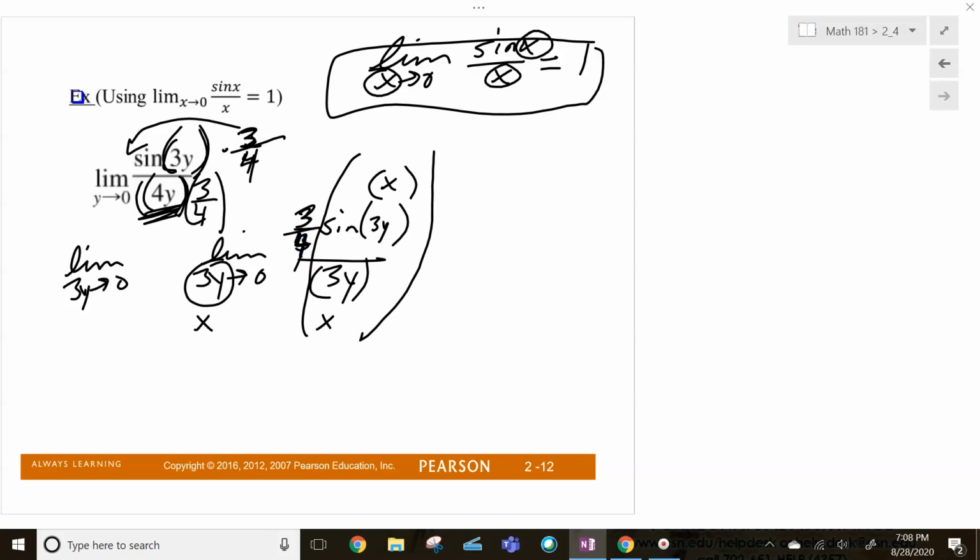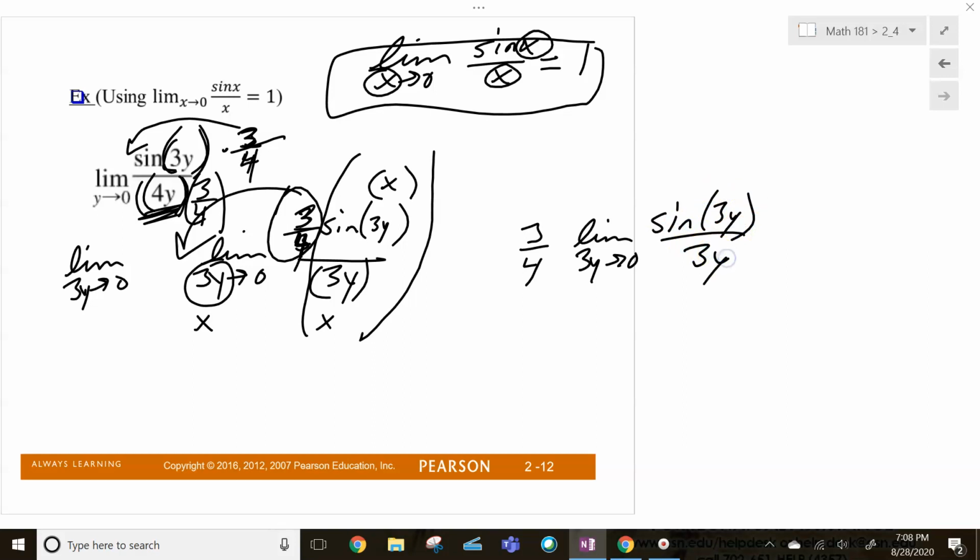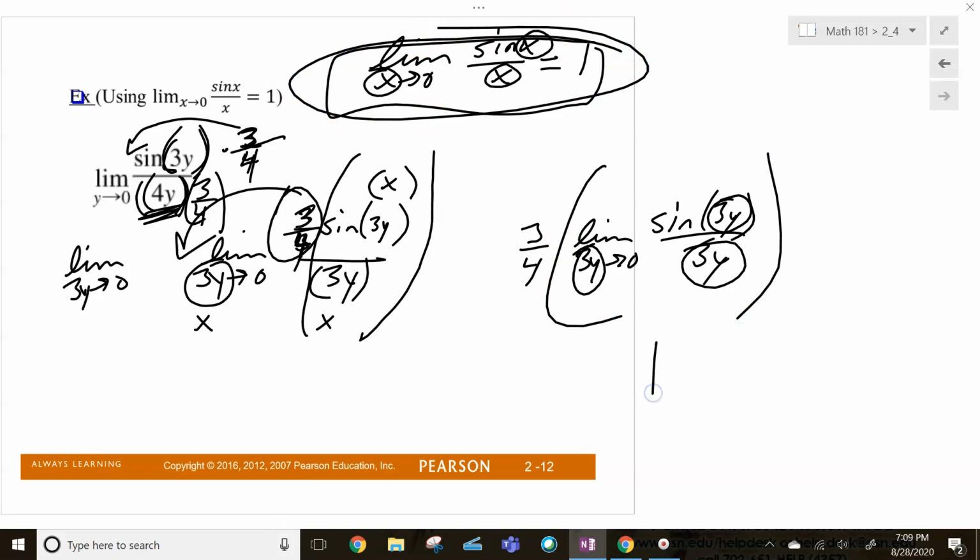Okay, so let me rewrite this with the properties. I'm going to put the 3/4 out front. And then I've got the limit as 3y goes to 0 of sine 3y over 3y, right? Again, this 3y is just a quantity. Quantity, quantity, quantity, right? It fits the bill, if you will. So this is all 1. So I have 3/4 times 1. So I just have 3/4 there.